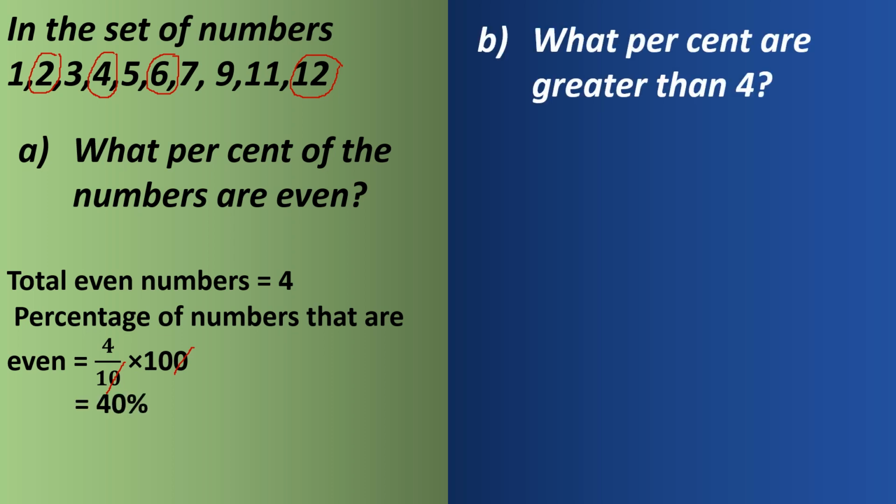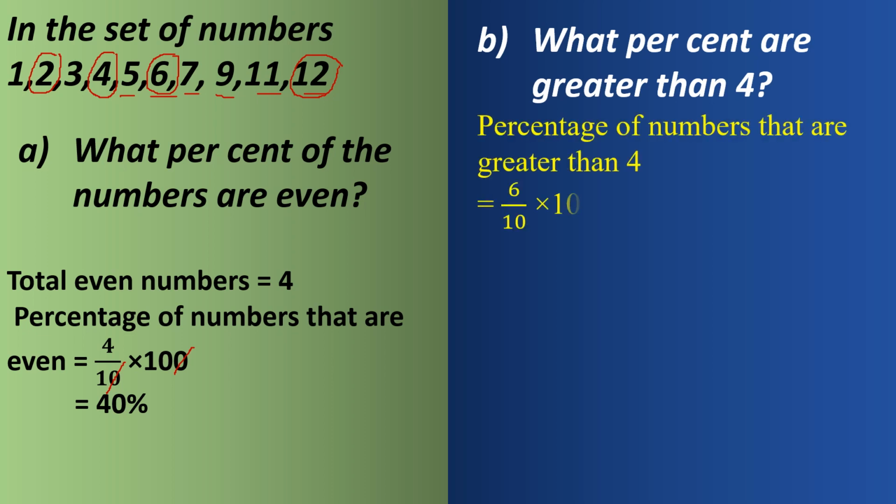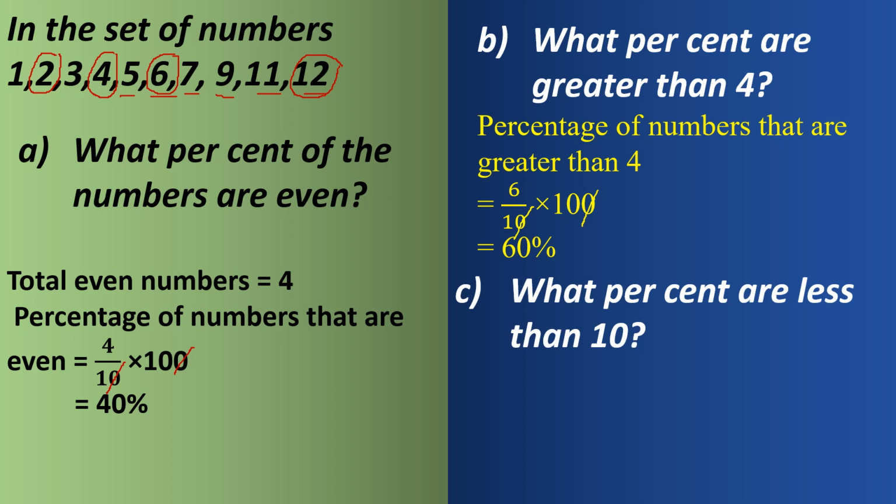Next question is, what percent are greater than 4? Now I am underlining the numbers which are greater than 4. So greater than 4 means these numbers: 5, 6, 7, 9, 11, 12. Total 6 numbers are greater than 4. It means the percentage is 6 by 10 multiplied by 100. Just solve it. To solve, we will cancel 0 and 0, and what we will get? 60%.